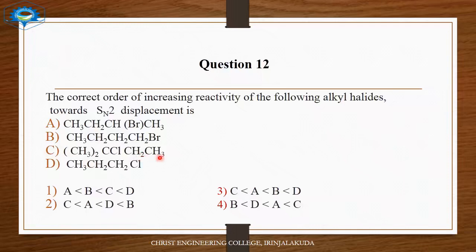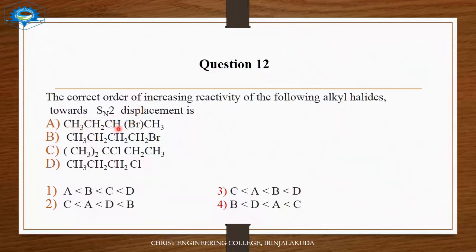Option C, (CH3)2C+CH2CH3. It is a tertiary type. And option D, again, it is a primary type. So the answer to this question is obtained by considering the nature of the carbocation formed from the alkyl halide.